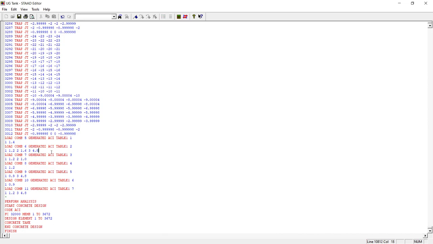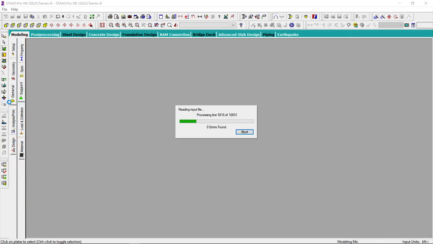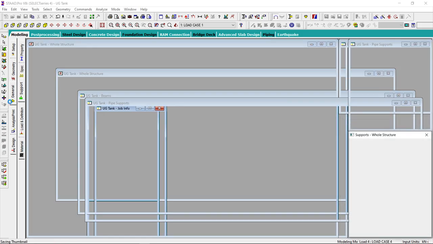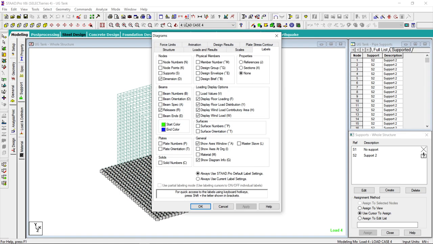Wherever the soil pressure was there, we have to add load case 4 with 1.6 load factor, load case 4 with 1.6 coefficient, load case 4 with 1.6. Now load case 11, that is the load where only self weight is acting and the lateral forces are acting because of soil and because of water. Let us see what happens. Because for us, load case 4 is more important than other load cases.